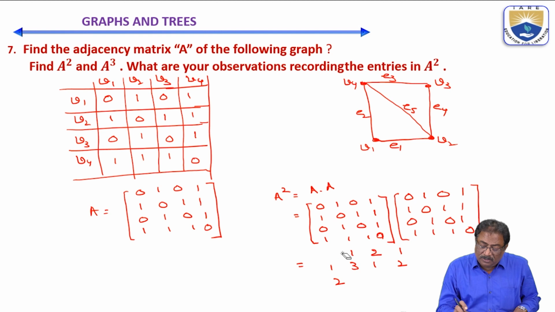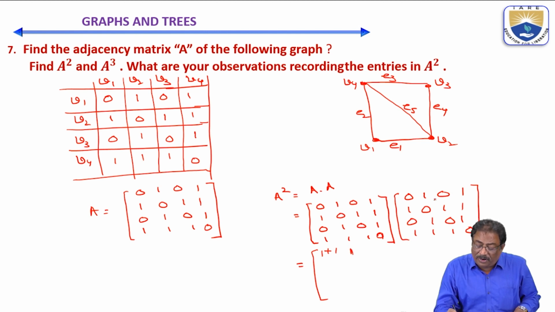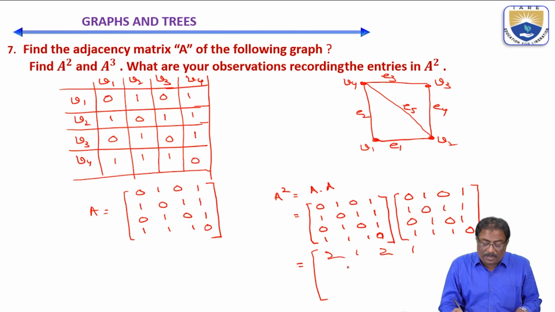Let us see this: 0 into 0, 1 into 1, 1, then this is also 1 into 1 plus 1. Next, like this, 0 into 0, 1, next 1, 0, then it is 1. Then with simple multiplication we are going to get A square, that is nothing but 2, 1, 2, 1, 2, 1, 2, 1, and 1, 3, 1, 2, like that we are going to get A square.